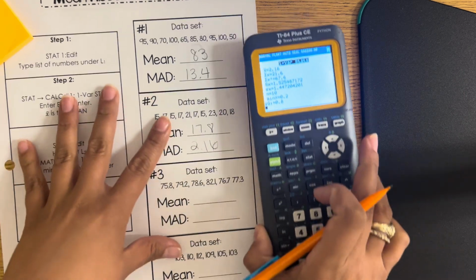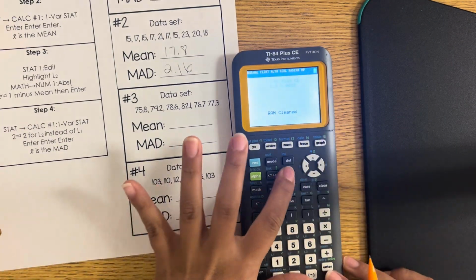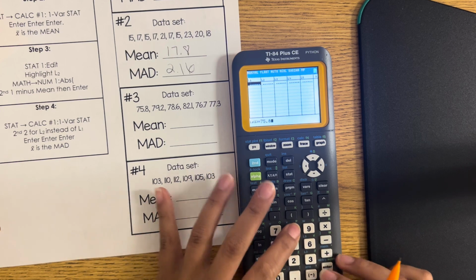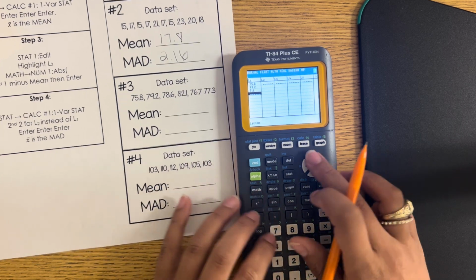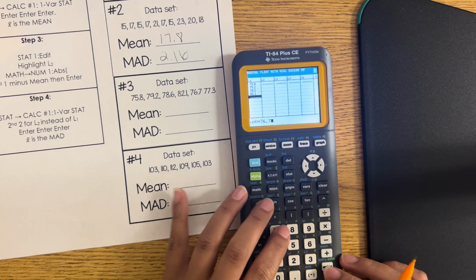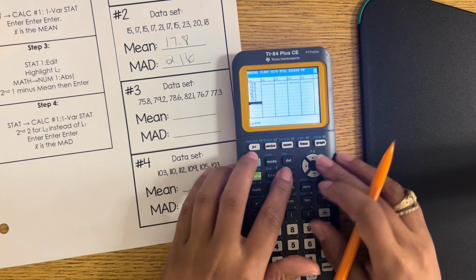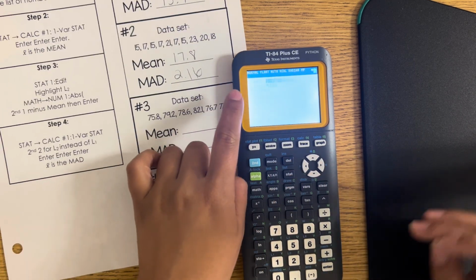Okay, repeating those steps again. Reset your calculator, second plus 7, 1, 2. Again, every step goes back to Stat. So Stat, Edit, 75.8, 79.2, 78.6, 82.1, 76.7, 77.3. Then you go Stat, over to Calc, number 1, hit enter 3 times.